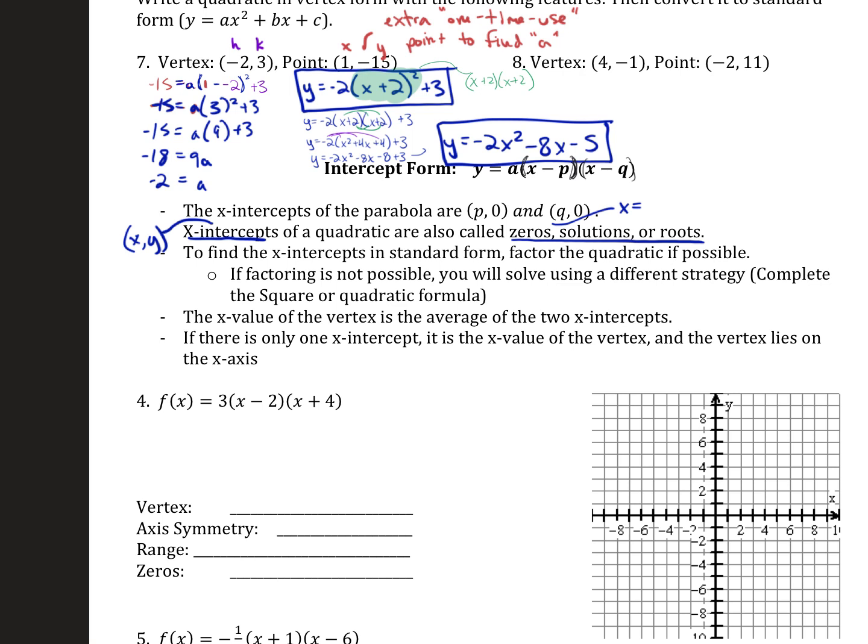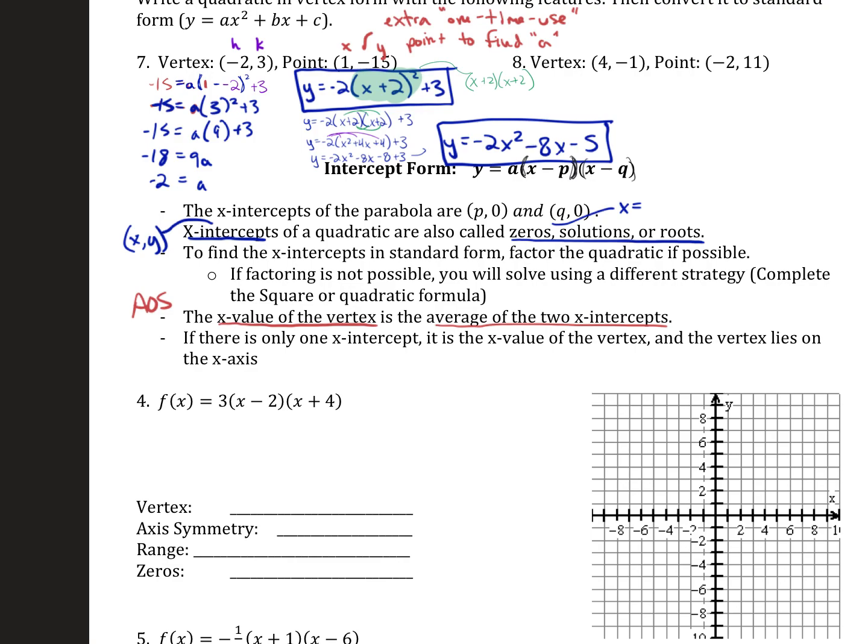The x value of the vertex, also known as the axis of symmetry for a vertical parabola, is the average of the two x-intercepts. It is right in between them. And then that last point: if there's only one x-intercept, then that's the vertex. If I have a parabola that's only touching the x-axis once, then the vertex is where it's touching. It's bouncing right off the x-axis.